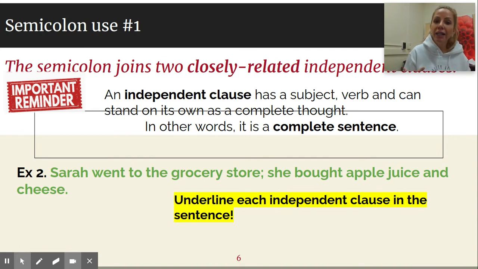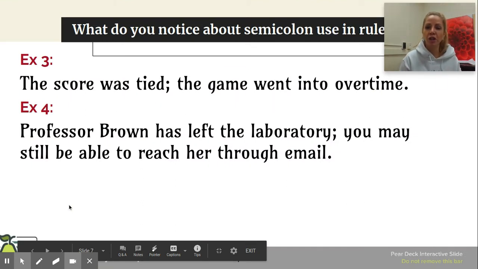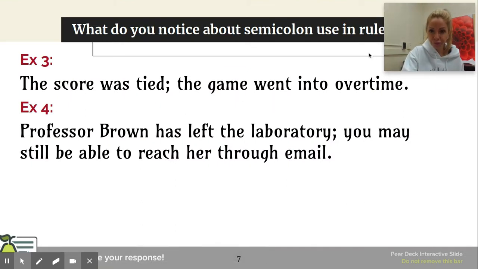So in your writing now, whenever you have two sentences that are closely related, they're on the same topic, they work together, instead of separating them with a period, one of your options of many is to use a semicolon, right? The little winky face, okay? So now I want us to take a look at a couple more examples.